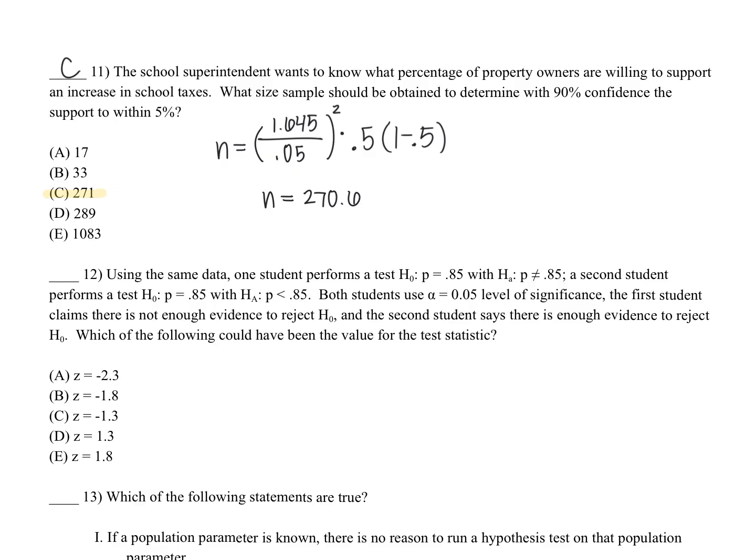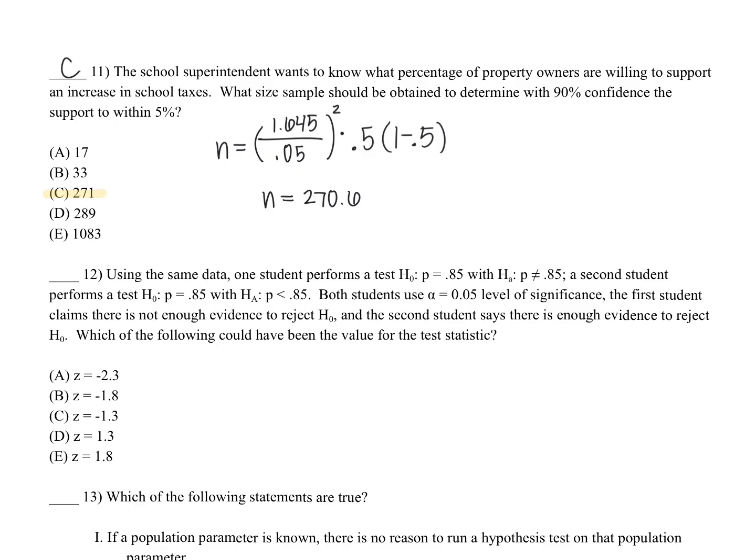Using the same data, one student performs a test where the null hypothesis is p equals 0.85, with the alternative hypothesis p does not equal 0.85. A second student performs the test with the same null hypothesis, but this time the alternative is that p is less than 0.85. Both students use a 5% level of significance. The first student claims there's not enough evidence to reject the null hypothesis. The second student says there is enough evidence to reject. Which of the following could have been a value for the test statistic?